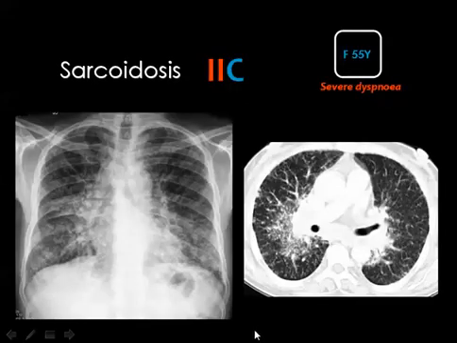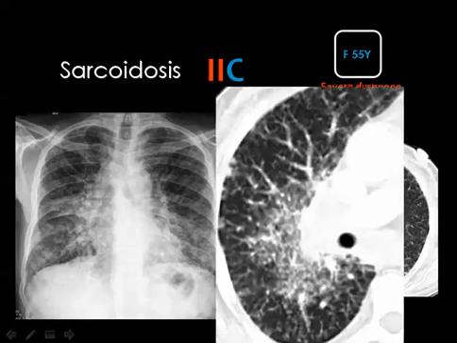If you have opacities in the lung in the lymphatic distribution, you can swear that this is sarcoid. Another appearance of sarcoid: you see enlargement of the lymph nodes and the interstitial opacities of lymphatic distribution, then you call this sarcoidosis.